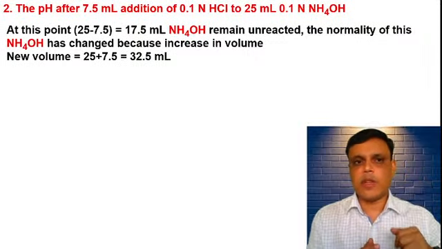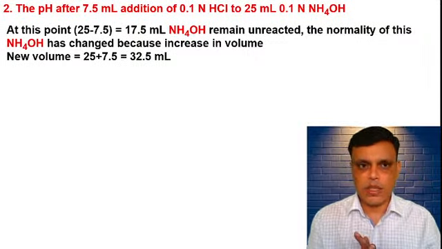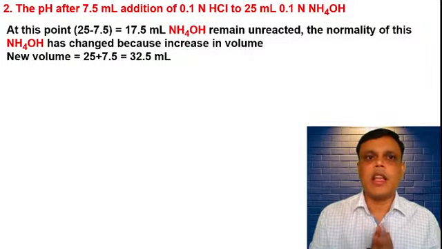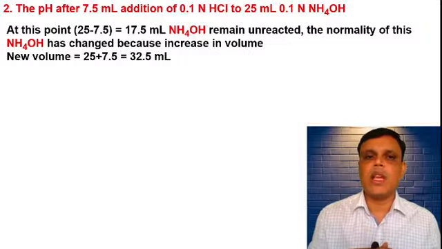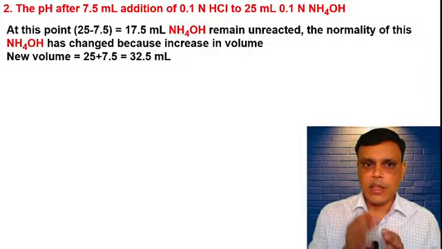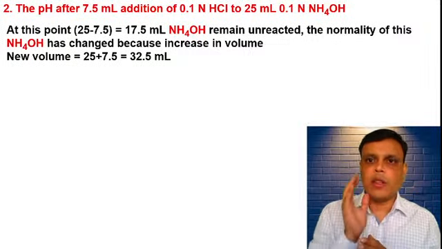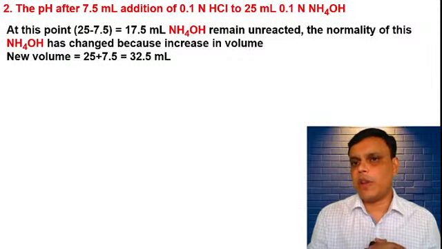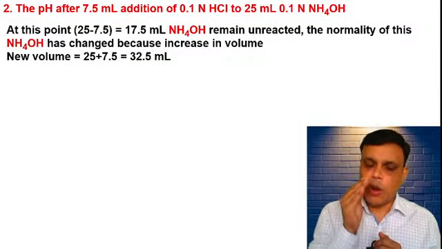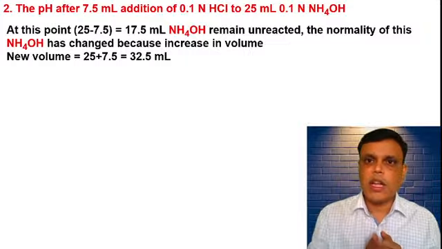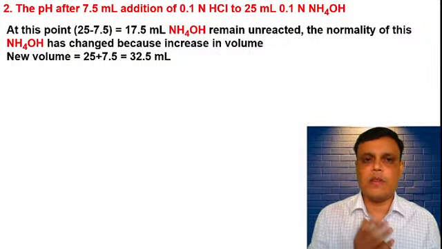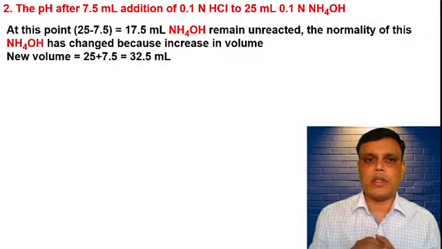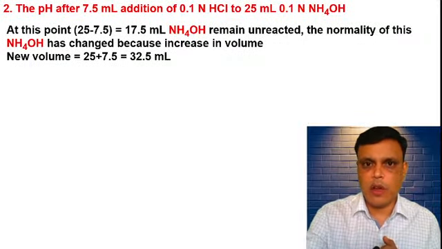That is, first we have taken 25 ml of ammonium hydroxide, and from the burette we have added 7.5 ml of HCl. So the total volume will become 32.5 ml. Due to this increase in volume, the normality of this ammonium hydroxide will change, and we have to find out the normality of the ammonium hydroxide present in your conical flask. So how will you find out?